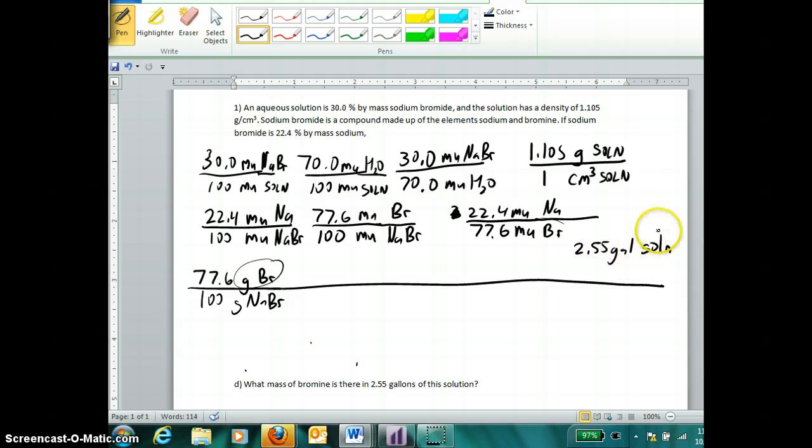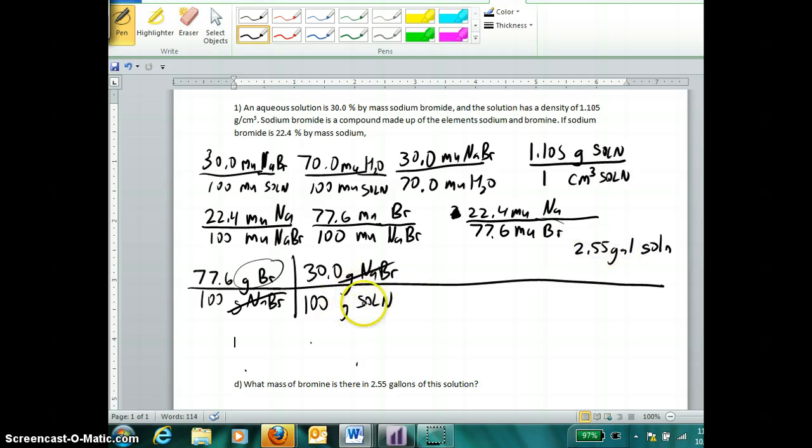However, again, I keep reminding myself my final cancellation will be done with solution. So if I want to cancel sodium bromide, I should use one of the relationships that has solution in it, neither of which these do. And this one has sodium bromide but water. So the only real choice is this one right here if I'm going to get to solution. And I write the ratio again as 30.0 grams of sodium bromide per 100 grams of solution. I have canceled the mass of sodium bromide and introduced a new quantity, the mass of solution. But that's okay, because I can work towards canceling solution with solution.